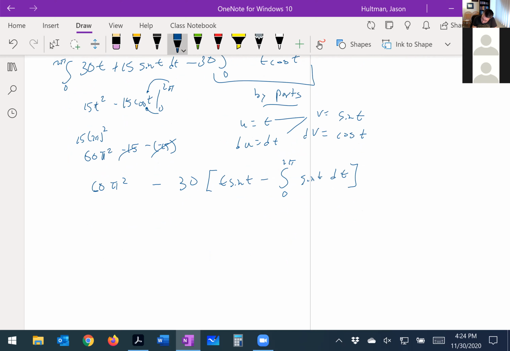So plug in here, if I plug in the sine of 2 pi, I get 0. And if I plug in the sine of 0, I get 0. So this thing goes to 0. It's nice. We've got a minus times a minus, that's a positive. So 60 pi squared plus 30.